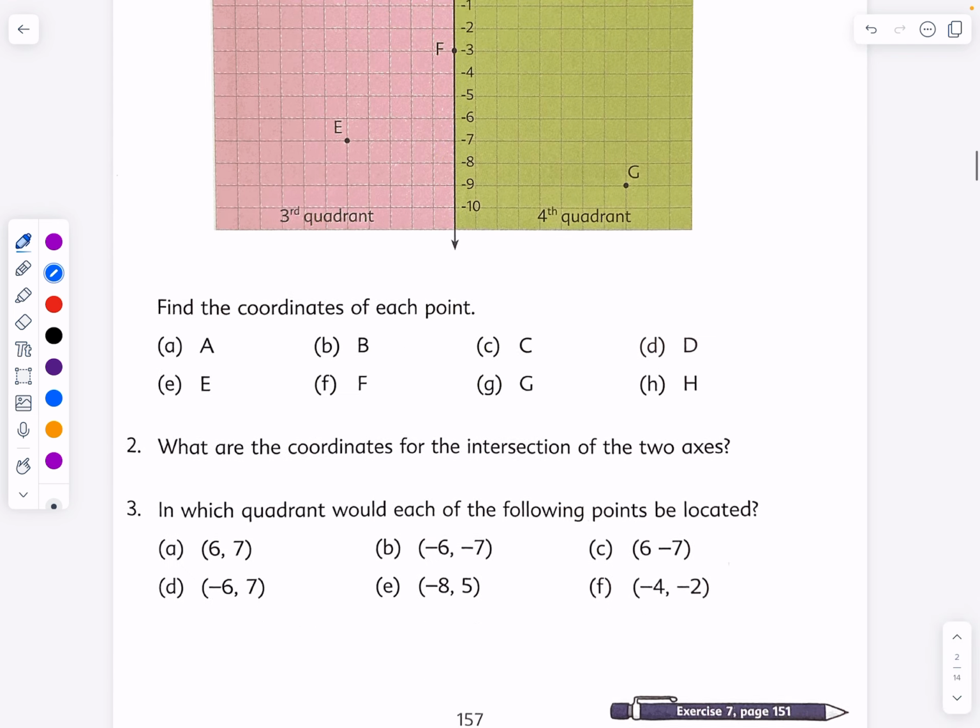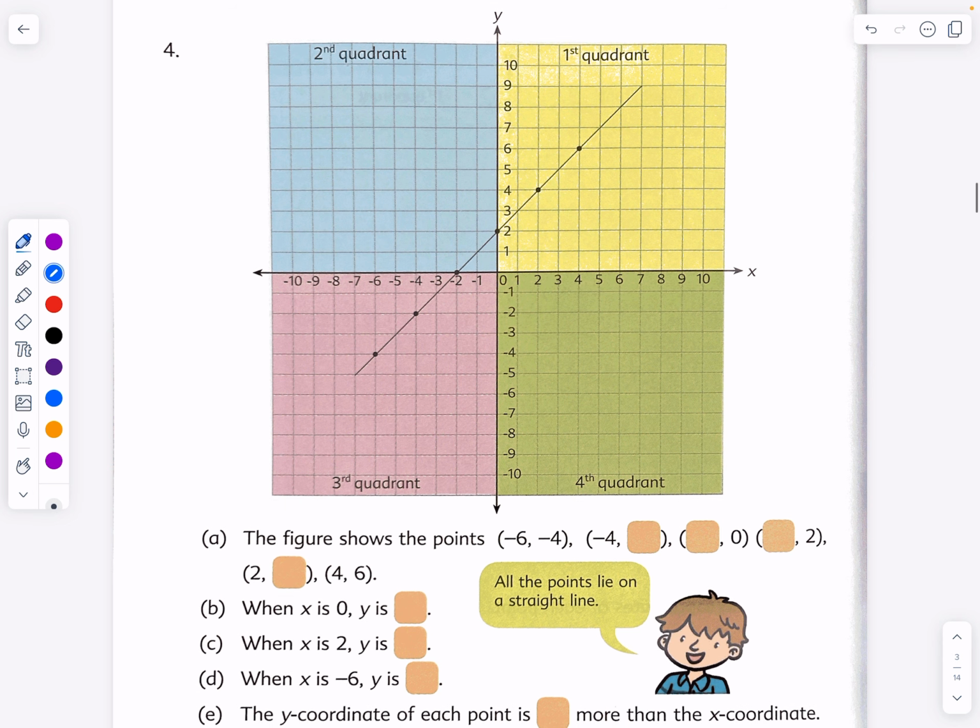Let's jump to exercise number 4. Exercise number 4 is asking us first to take a look at the line graph. We are familiar with line graphs. We've seen them before. I'm going to emphasize it right here as much as I can. And the figure shows the points. Yes, we do see the points.